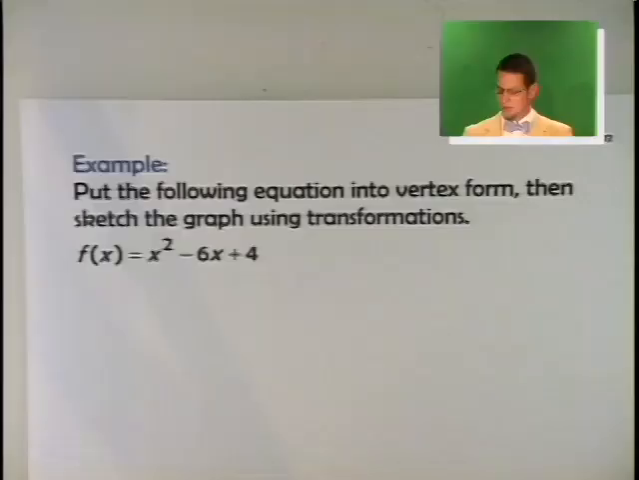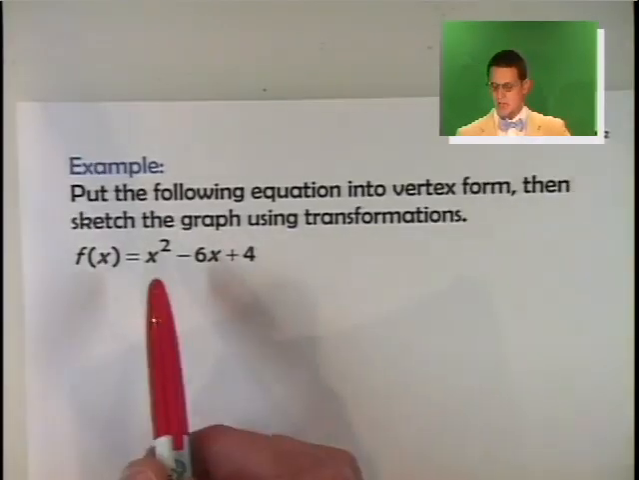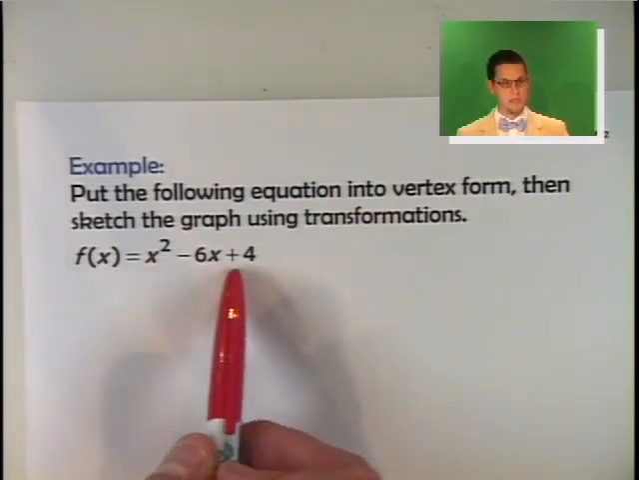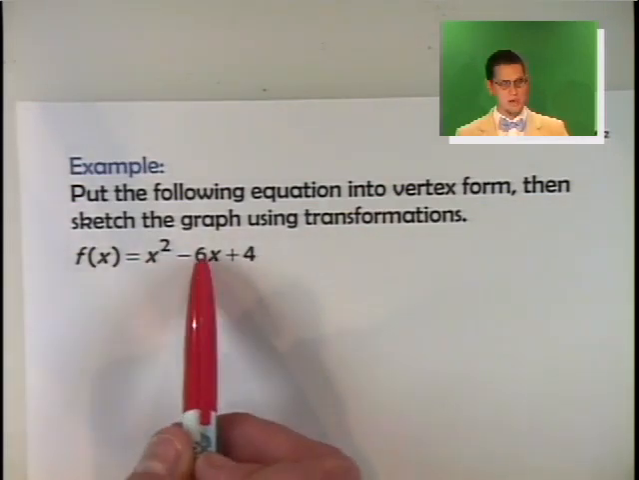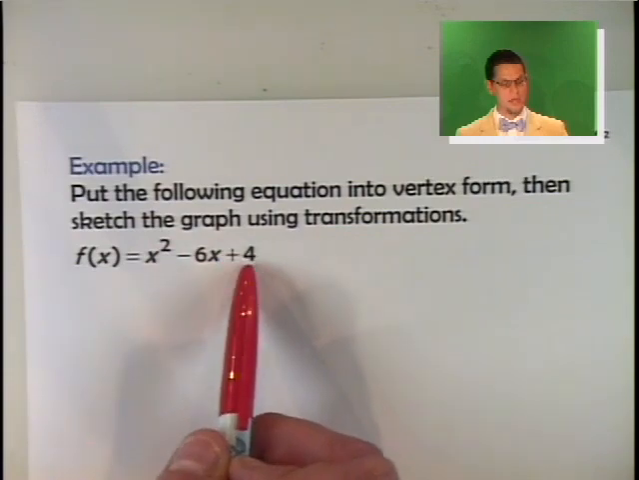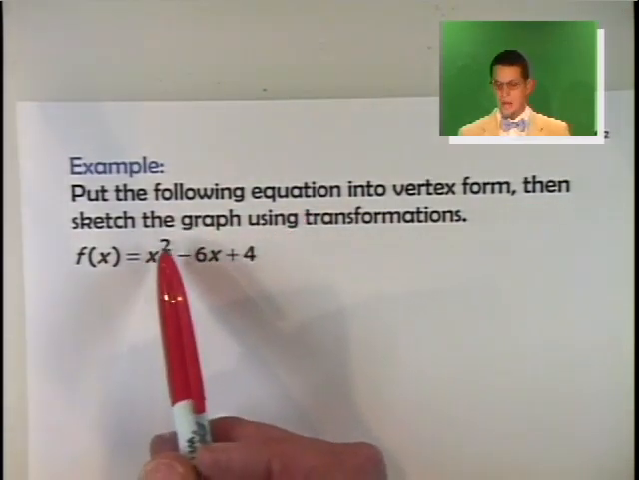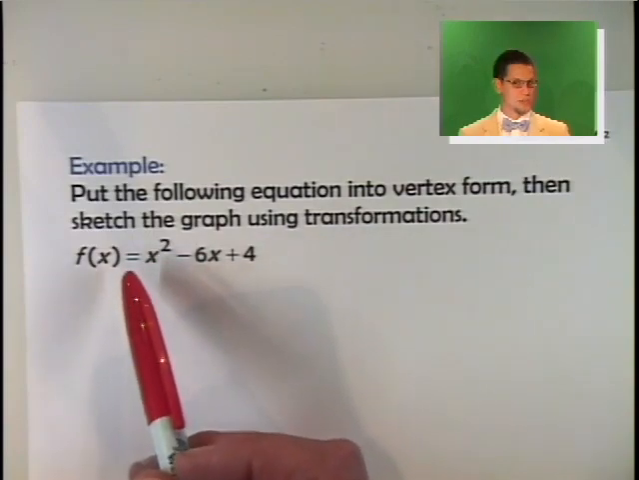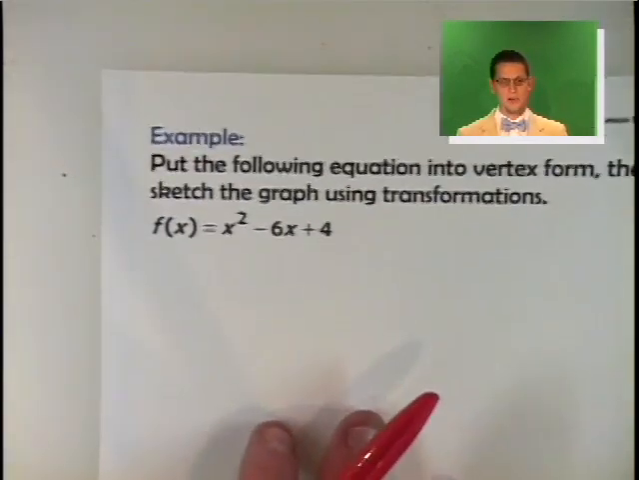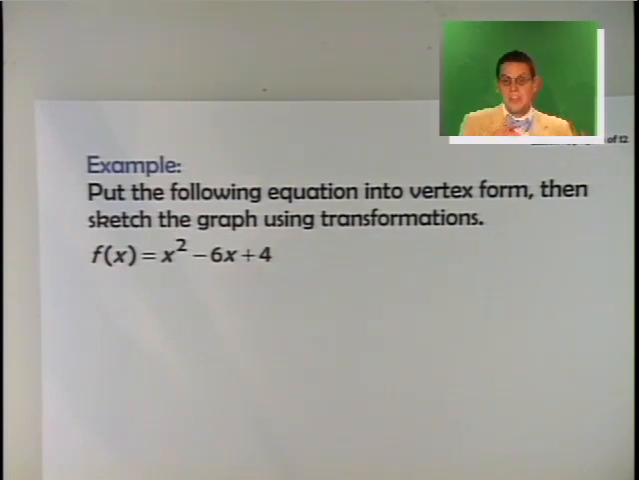Let's try it out here. Let's look at this example here. We've got an x squared, a parabola, written in decreasing order. And we've got it in standard form. X squared, x to the first, and a constant. What we want to do is we want to put it into vertex form and then sketch it using transformations. Okay, vertex form, we're going to know what the vertex is, but now we're going to shift our way of thinking in terms of horizontal shifts and vertical shifts.